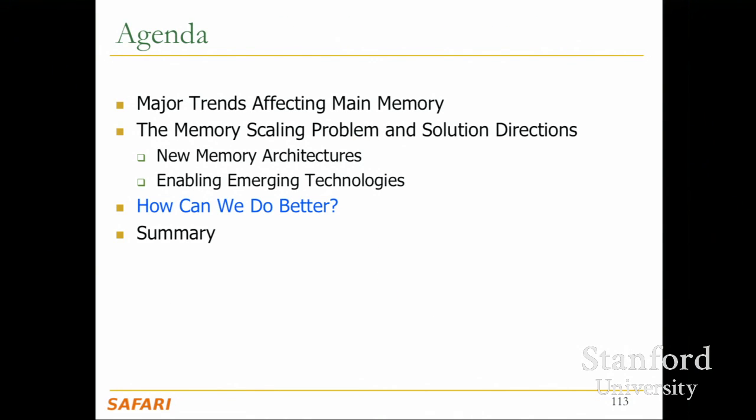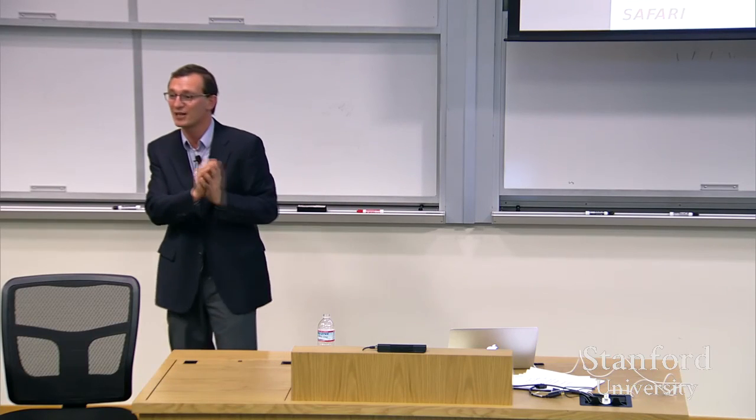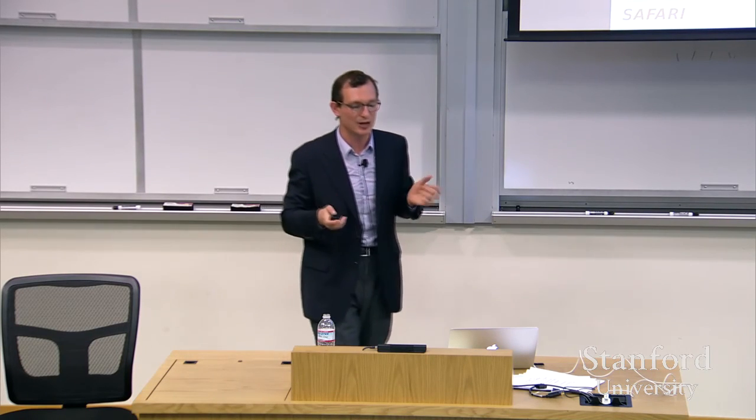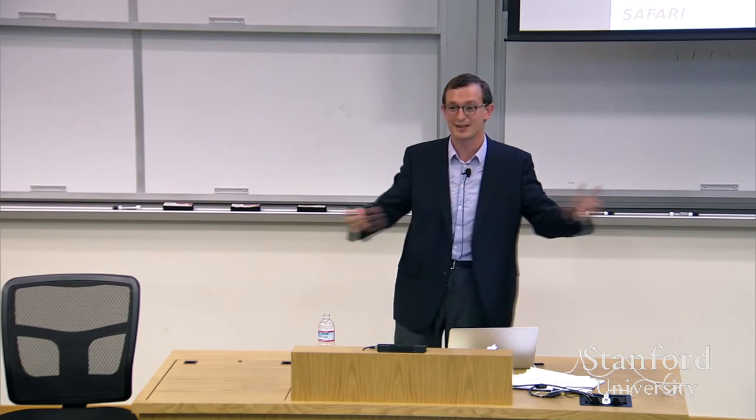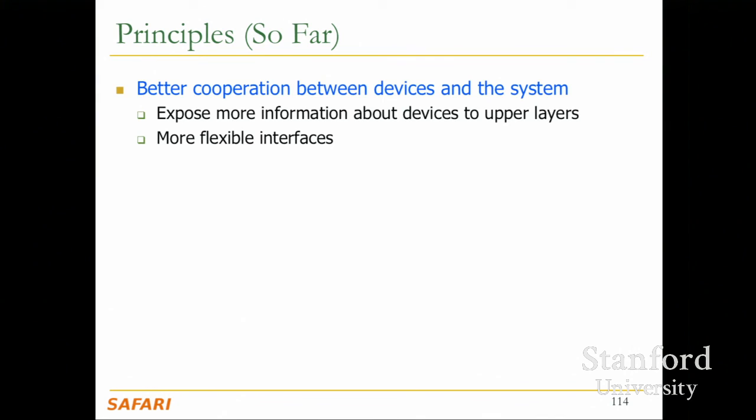So in the last 1 minute left, let me actually talk about how can we do better. I'm going to circle back and derive some principles. I've talked about a lot of ideas. I've left off a lot of ideas. But I think there are 3 cross-cutting principles in everything that I've described. And I think we're not exploiting that in the system today.